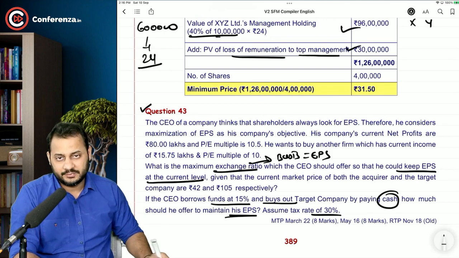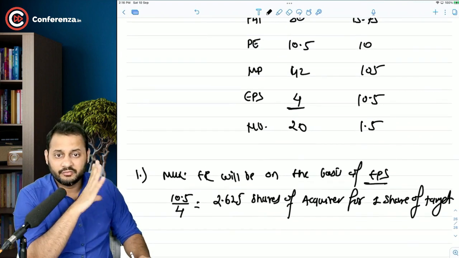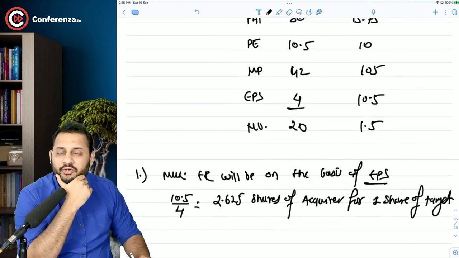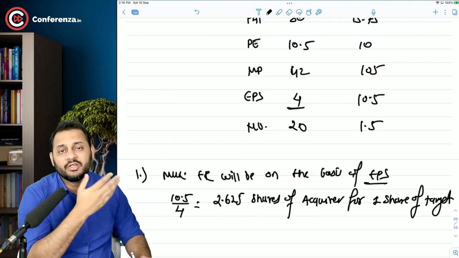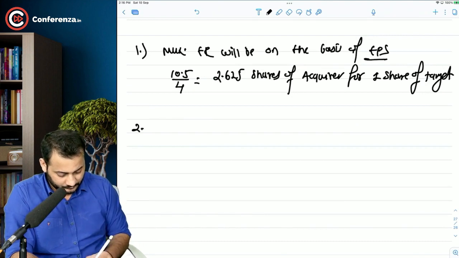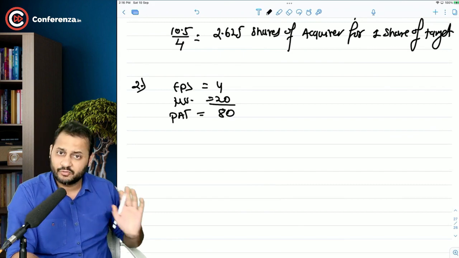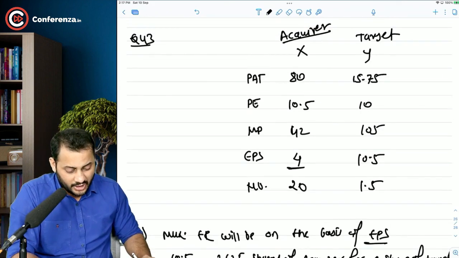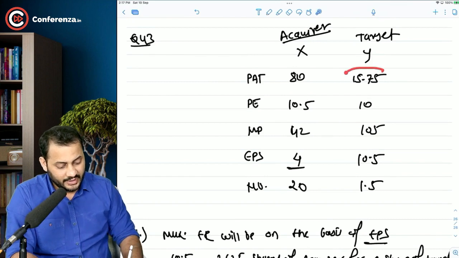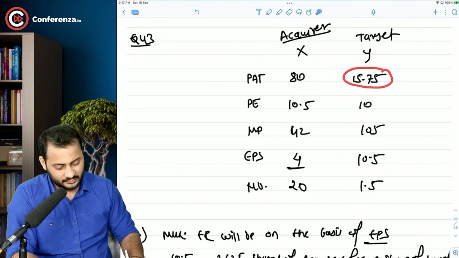So try to understand. We want to maintain our current EPS of 4. The number of shares will be 20. The number of shares is not going to increase because we are offering them cash. So EPS has to be 4, number of shares will be 20, right? So profit after tax will be 80, that's for sure. So how much can we distribute? We can bear an after-tax interest cost of 15.75 lakh. Now I will show you.